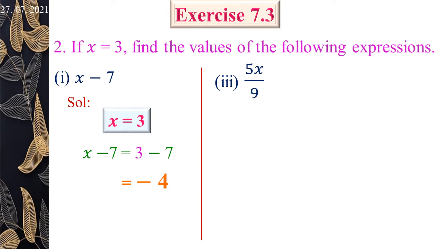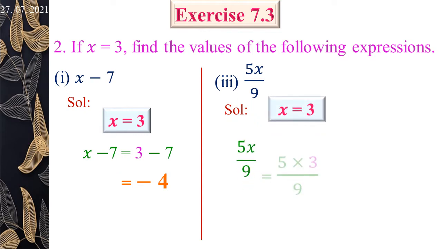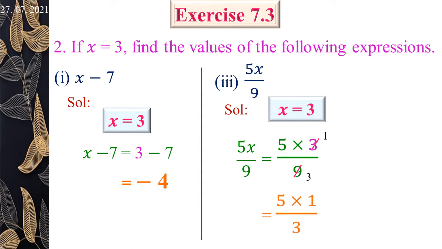Third one, 5x by 9. Let us find the solution. x equal to 3. The expression becomes 5x by 9. Now substitute the x value. We get 5 into 3 by 9. Now cancel the common factor. Take 3: 1 3 is 3, 3 3s are 9. We get 5 into 1 by 3. So 5 ones are 5 by 3. The answer is 5 by 3.